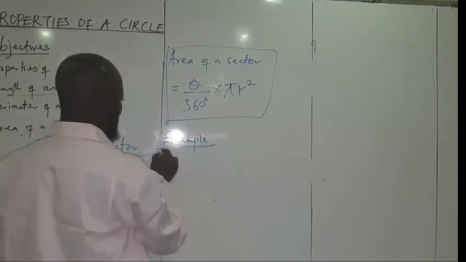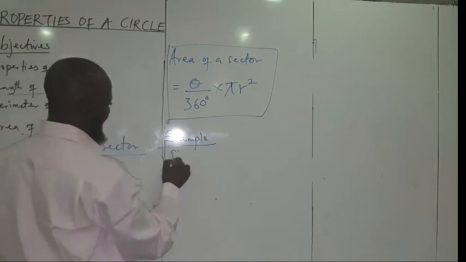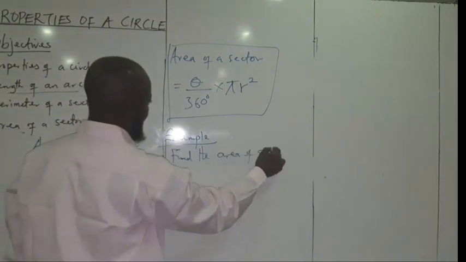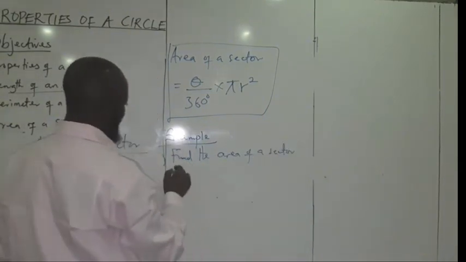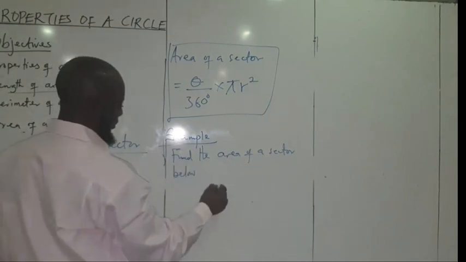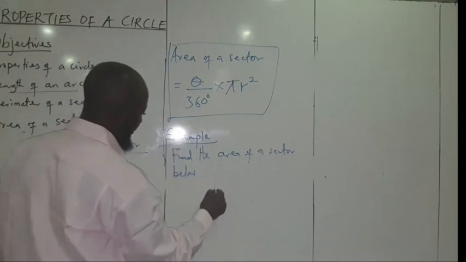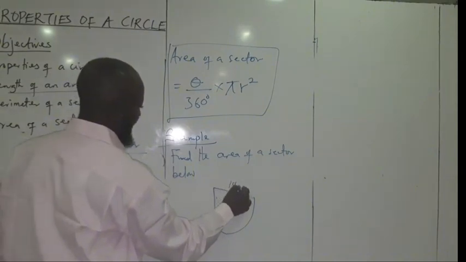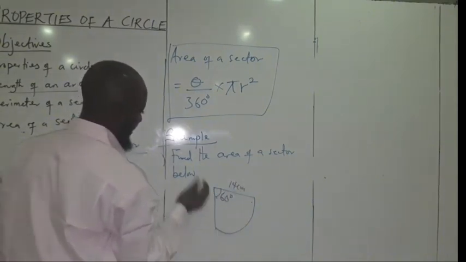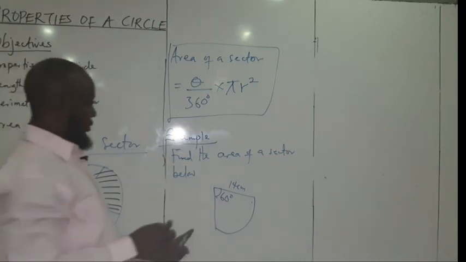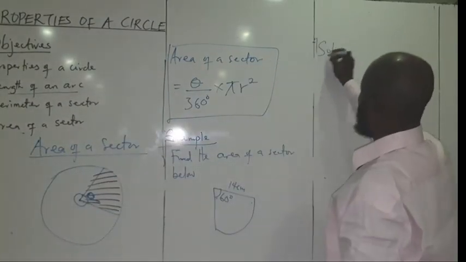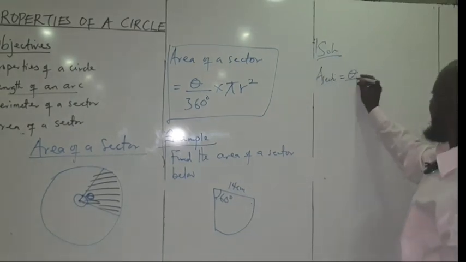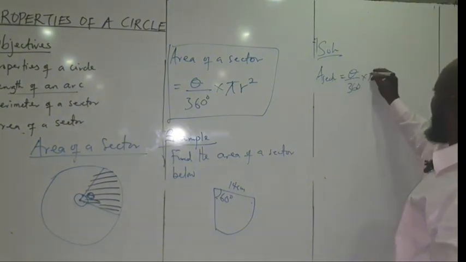Example. So we have this: find the area of the sector below. This is 14 centimeters. This is 60 degrees. So we want to find the area of this sector. The formula is the area of the sector, which is equal to theta divided by 360 times pi r squared.